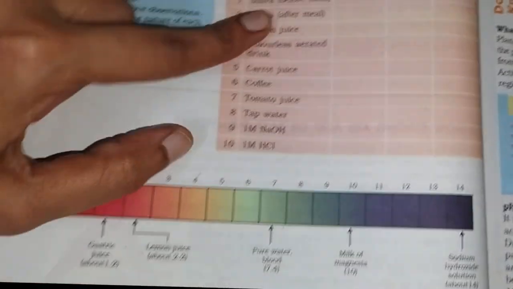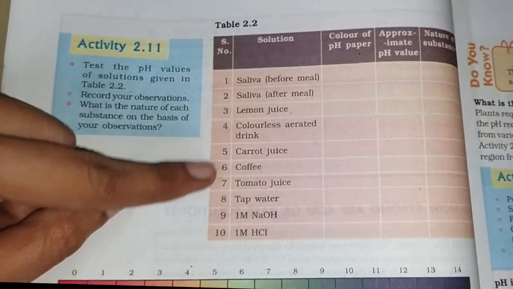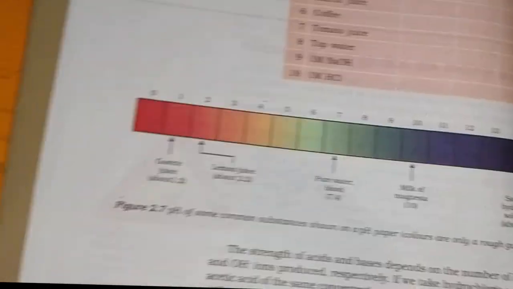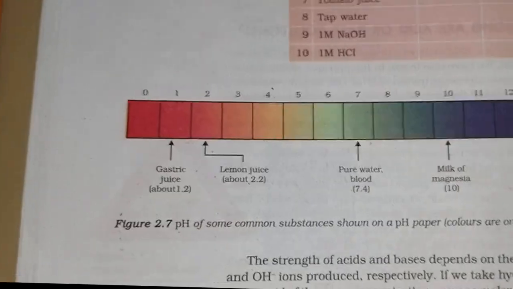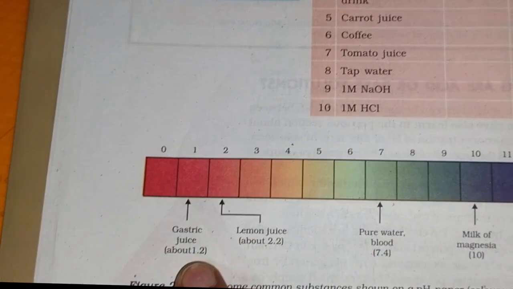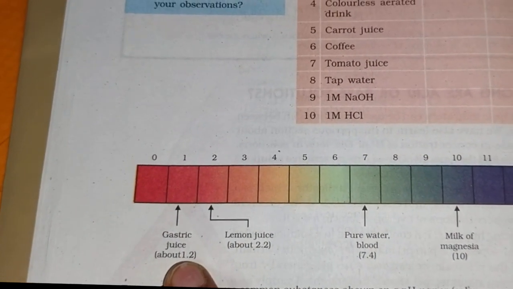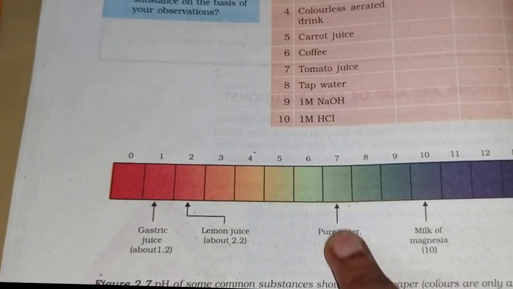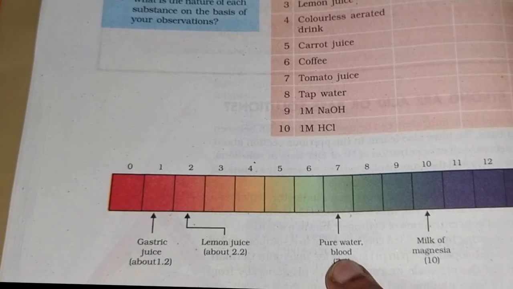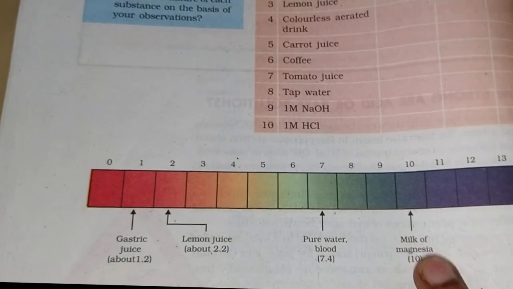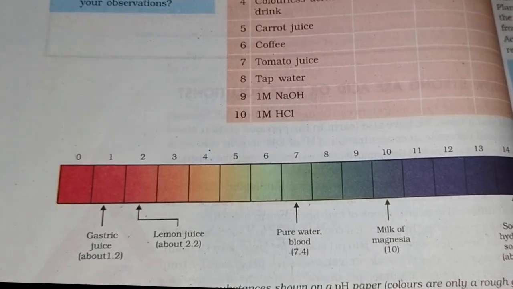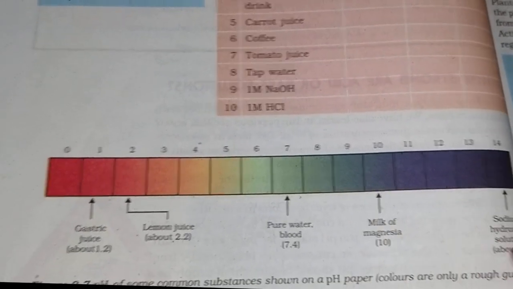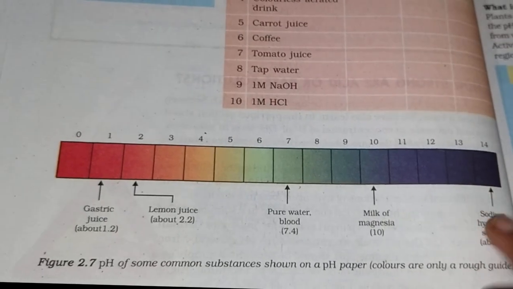They gave different solutions. How can we find the color of the pH paper? Take the pH values of the solutions given and record the observation. Here we can see gastric juice is 1.2, which means it is very acidic. After that, lemon juice is 2.2, which is also acidic. Pure water is neutral, and blood is also neutral, 7. Milk of magnesia is 10, basic. Sodium hydroxide is a strong base because it has the last number, 14.